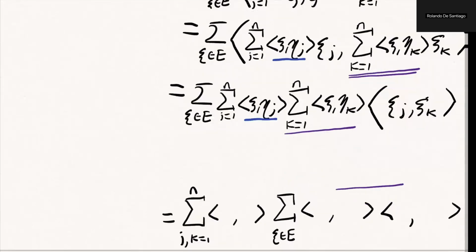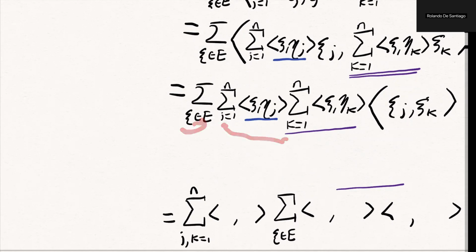All right, next thing that I'm going to do, I'm going to commute these sums past each other. And since these are both starting at the same place and ending at the same place, I'm just going to collect those.